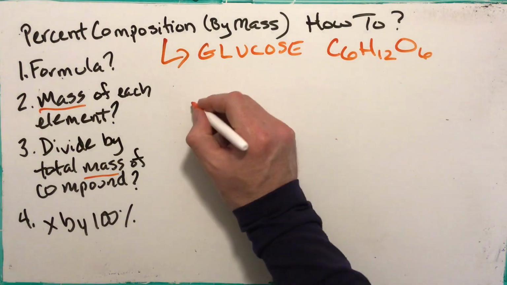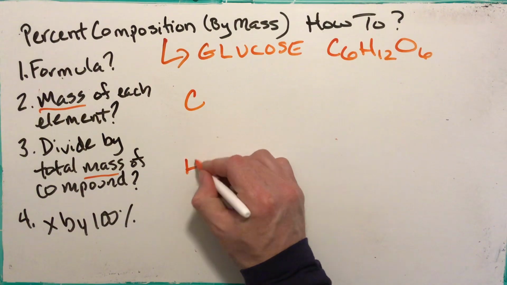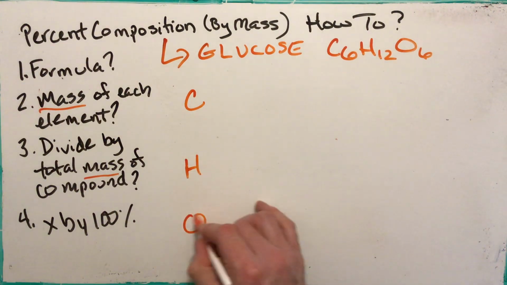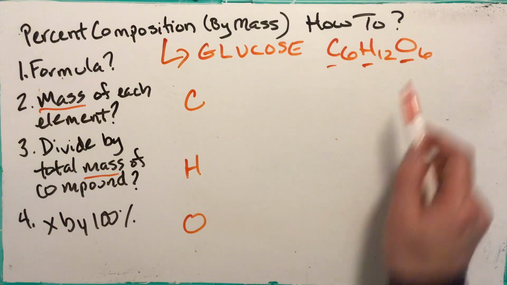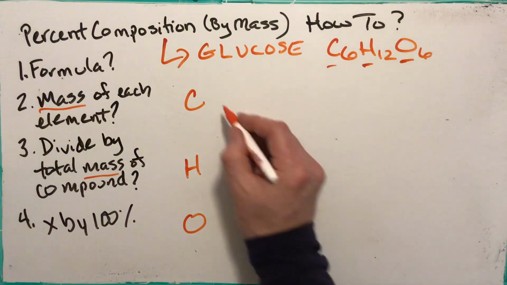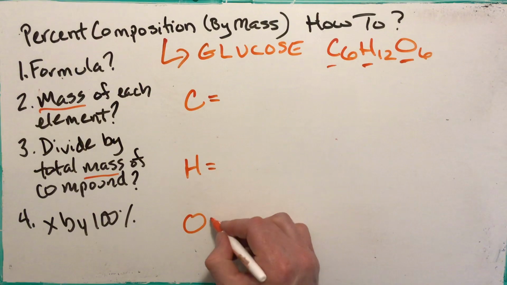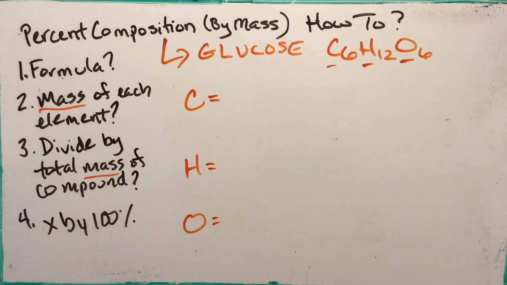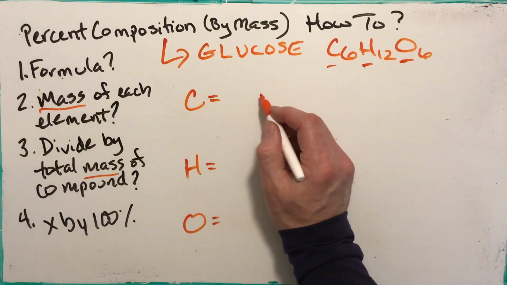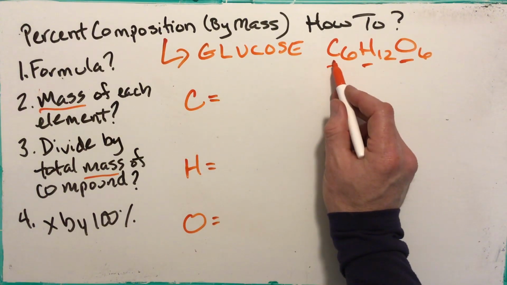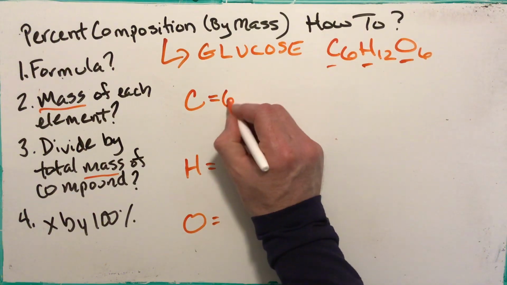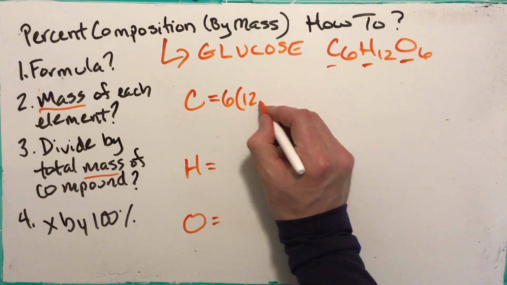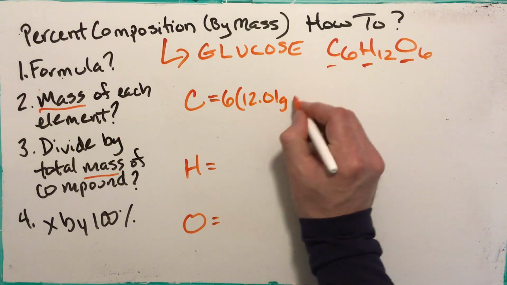So now what I'm going to do is I'm going to break that down into my 3 elements. All right, I've got carbon, hydrogen, and oxygen involved here. So I just broke it down into carbon, hydrogen, and oxygen. Now, I can't use 12.01 here because the mass of carbon, 1 carbon is 12.01, but I've got 6. So my mass of that is going to be 6 times 12.01 grams.